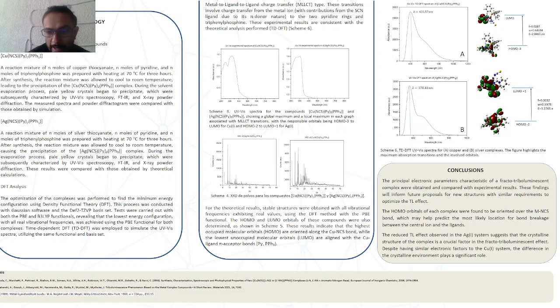Despite having electronic factors similar to the copper(I) system, the difference in the crystalline environment plays a significant role. This means that these complexes, silver(I) and copper(I), have similar structures, but the difference in behavior is because of the crystalline environment. So for that reason it plays a significant role, because this crystalline structure is going to produce different results for both complexes.